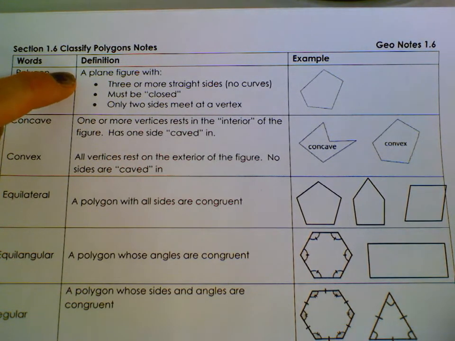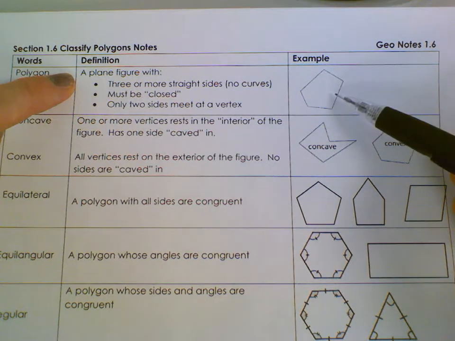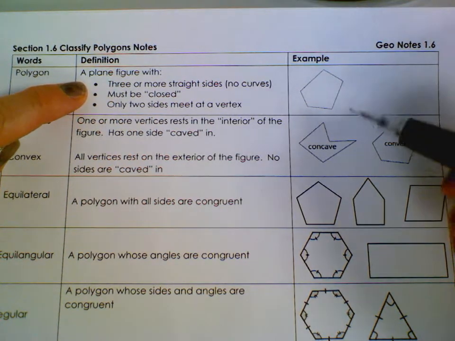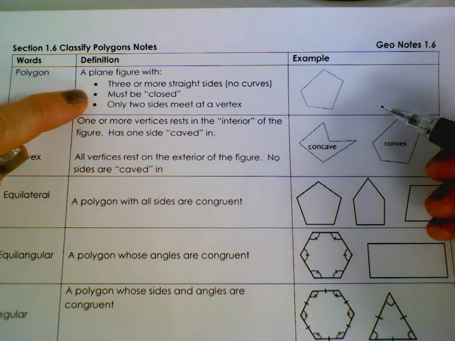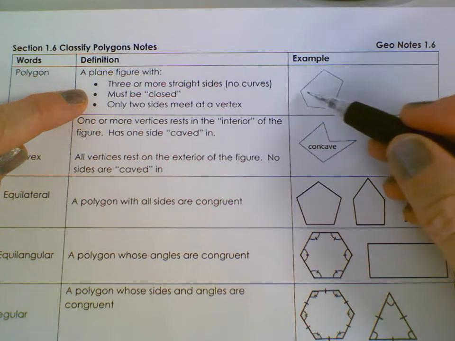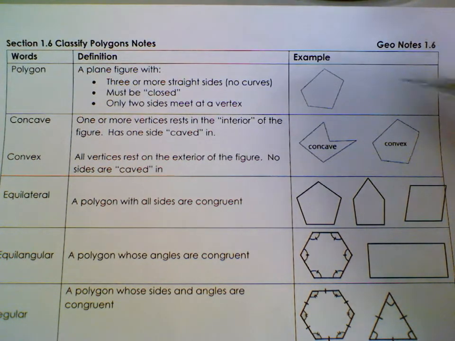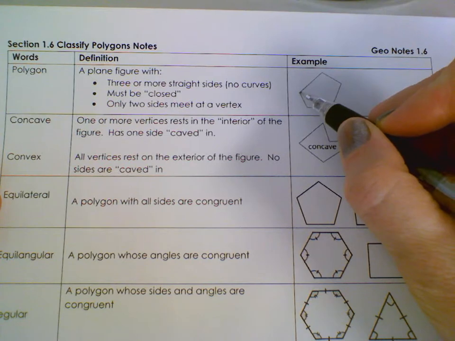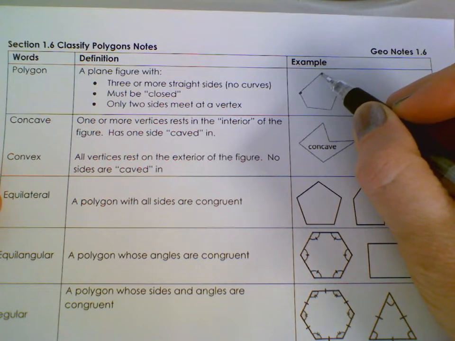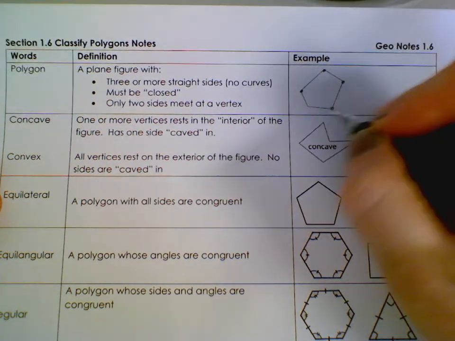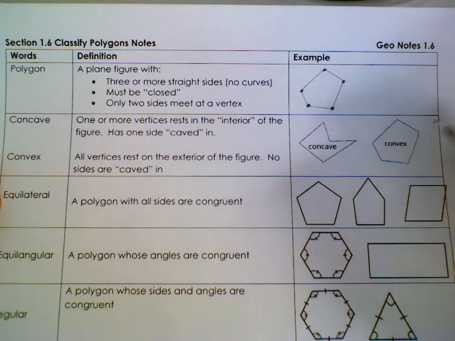So a polygon is defined as a plane figure, which just means it's going to be two-dimensional, sitting on like a sheet of paper like this. And there's kind of three main requirements. It has to be made with 3 or more straight sides, so no curves allowed. It must be closed, as in no gaps in the structure. And only 2 sides meet at a vertex. That one sounds kind of weird, but that just means if you put your pencil at any vertex, the vertices are the little pointy parts, the corners, you're never going to encounter more than 2 sides coming to those vertices.